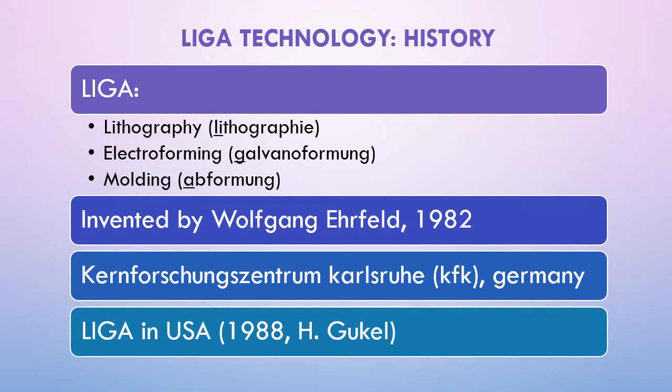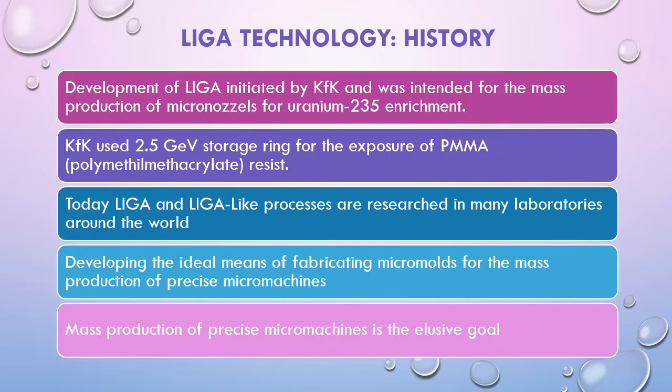This was at a company called KfK, based in Germany. LIGA was first used in the USA in 1988. LIGA was first initiated by KfK, intended to mass produce micro nozzles for uranium-235 enrichment. In KfK, they used a 2.5 GeV storage ring to expose the PMMA resist. Nowadays, LIGA and LIGA-like processes are performed in many laboratories, and much research has been done around the world.